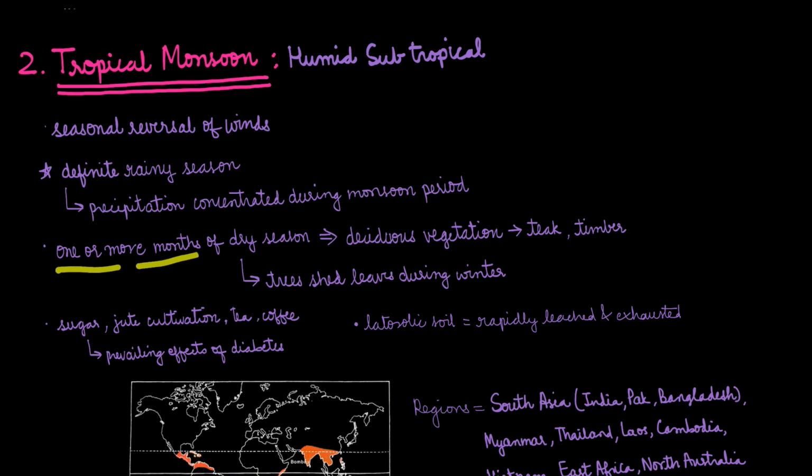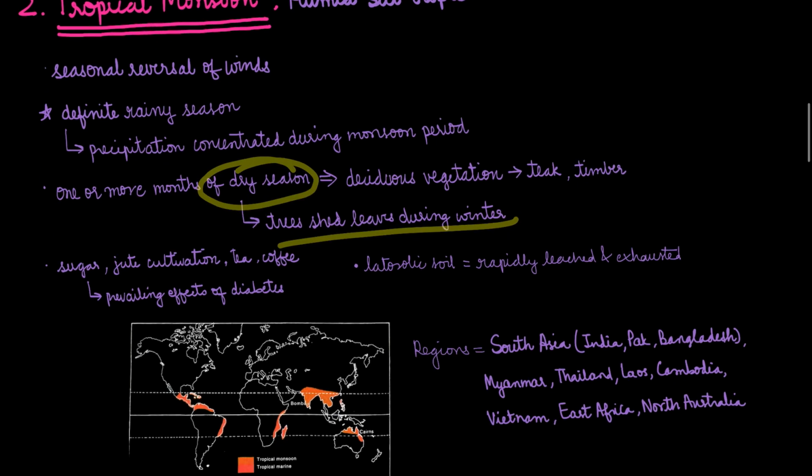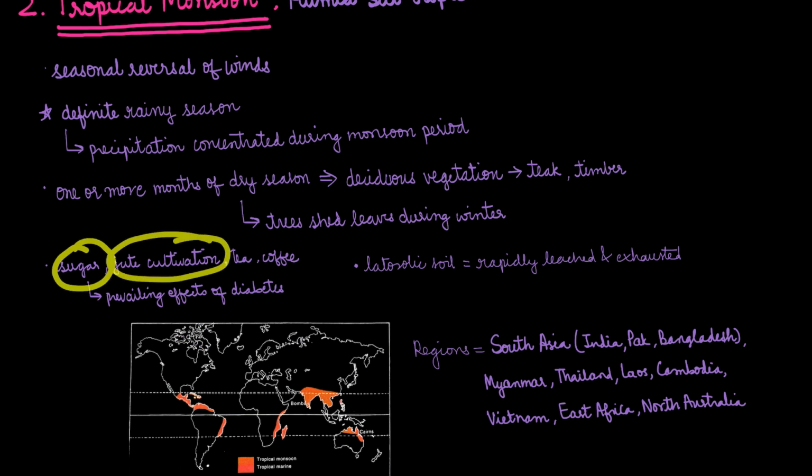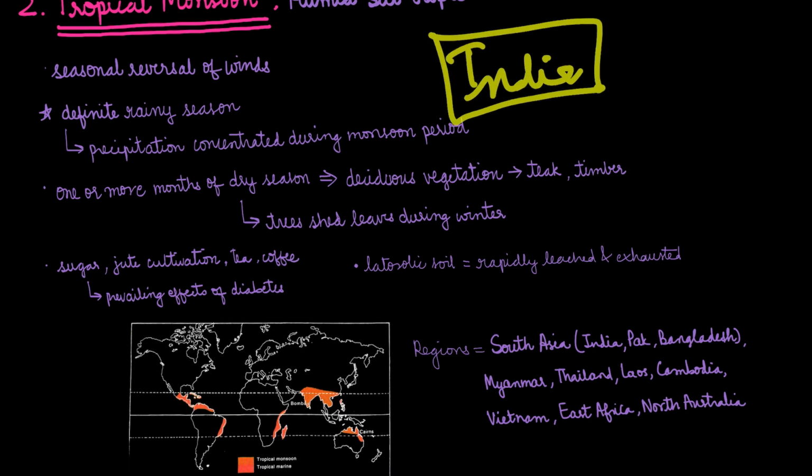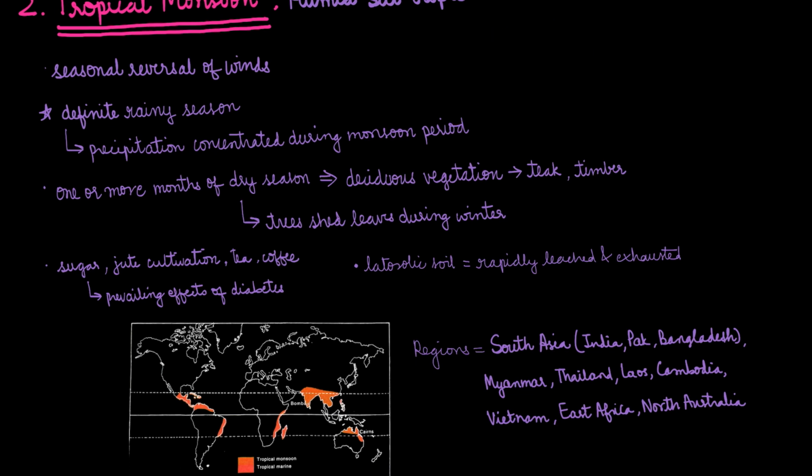There are one or more months of dry season. This is why it is favorable for deciduous vegetation, which are teak and timber. Trees shed leaves during winter, so during this dry season the trees shed the leaves. The vegetation over here includes jute cultivation, sugar, tea and coffee plantations. Sugar, because sugar is also there in such seasons, and you could see there is a prevailing effect of diabetes in these regions, in India especially. It has now been termed by some people as the diabetes capital.